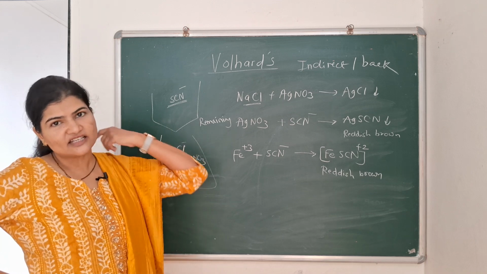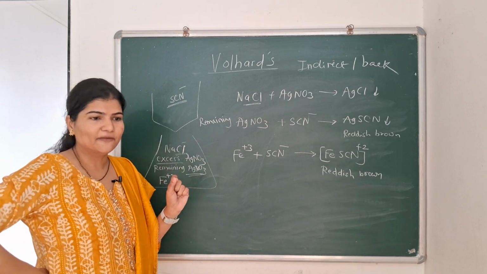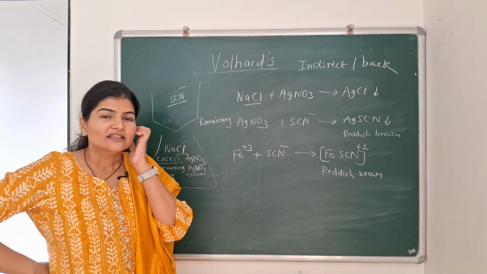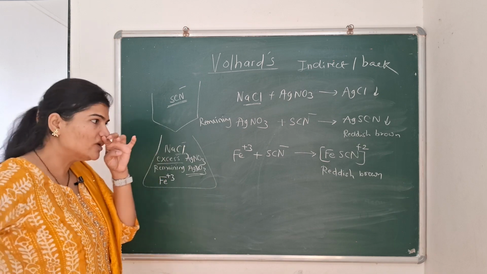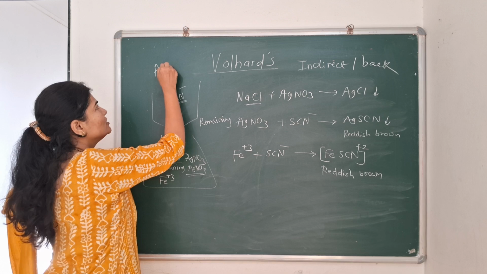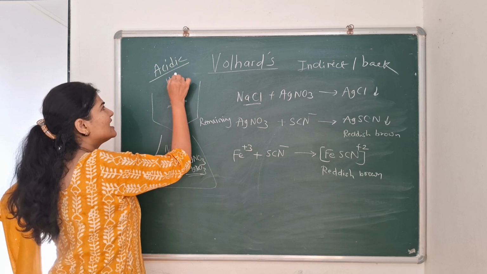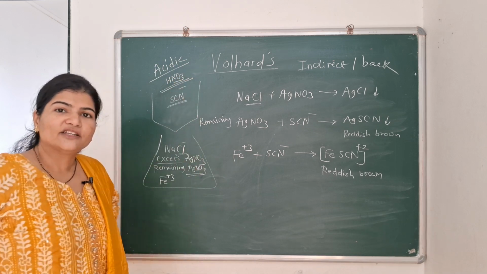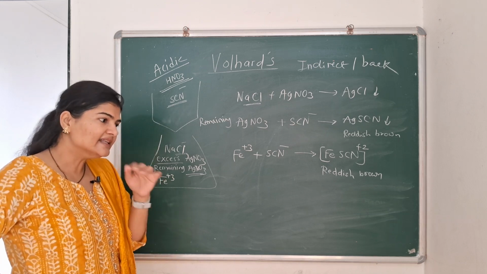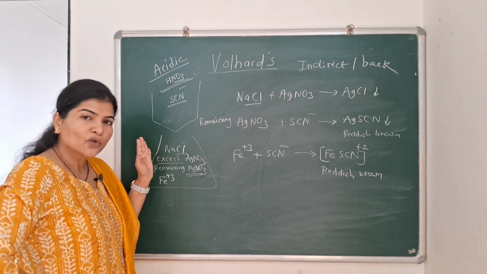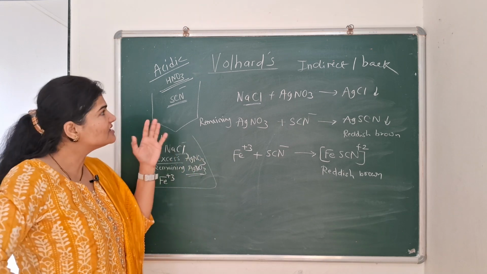Now it is very essential to discuss a few points related to this. Now in Mohr's method, as we said, the reaction is carried out in neutral to slightly basic medium. But in case of Volhard's method, the reaction is carried out in acidic medium. And how are we going to achieve it? We will be adding free nitric acid during the titration, which will maintain the acidic level. Now I can easily carry out the reactions of chloride, bromide, iodides as well as thiocyanates using Volhard's method.